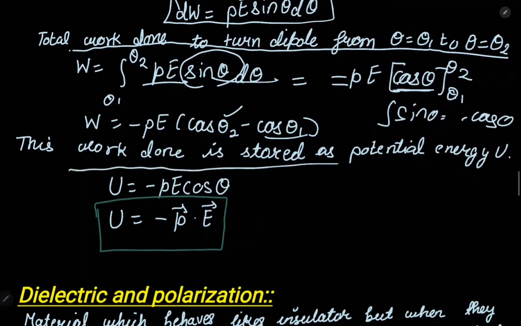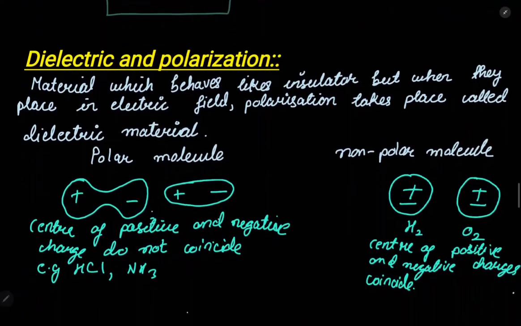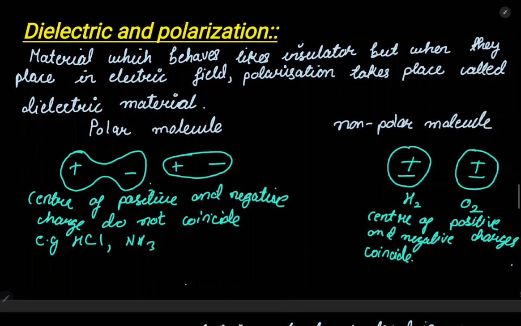This work done is stored as a potential energy, and potential energy due to a dipole is equal to minus P dot E, or PE cos theta. This is an important result we have to learn. Next is dielectric and polarization.